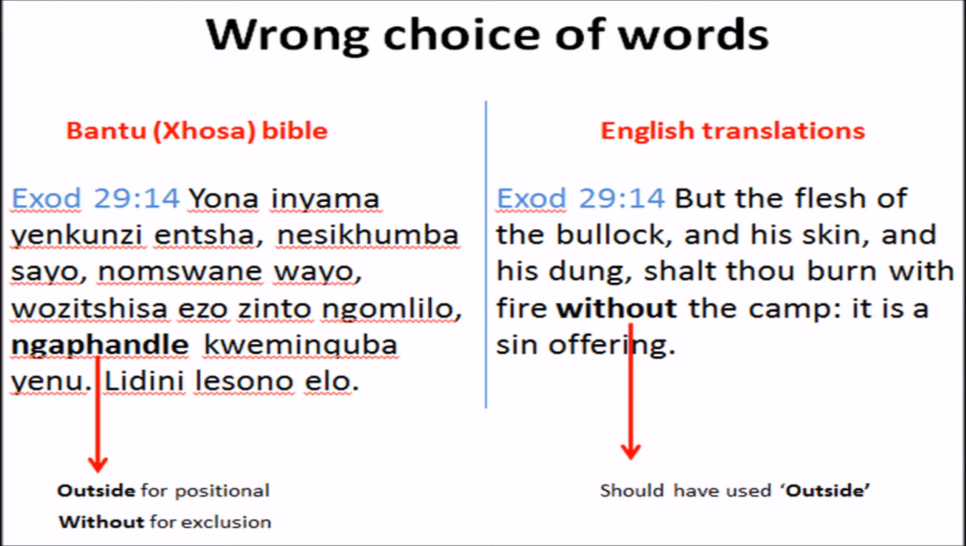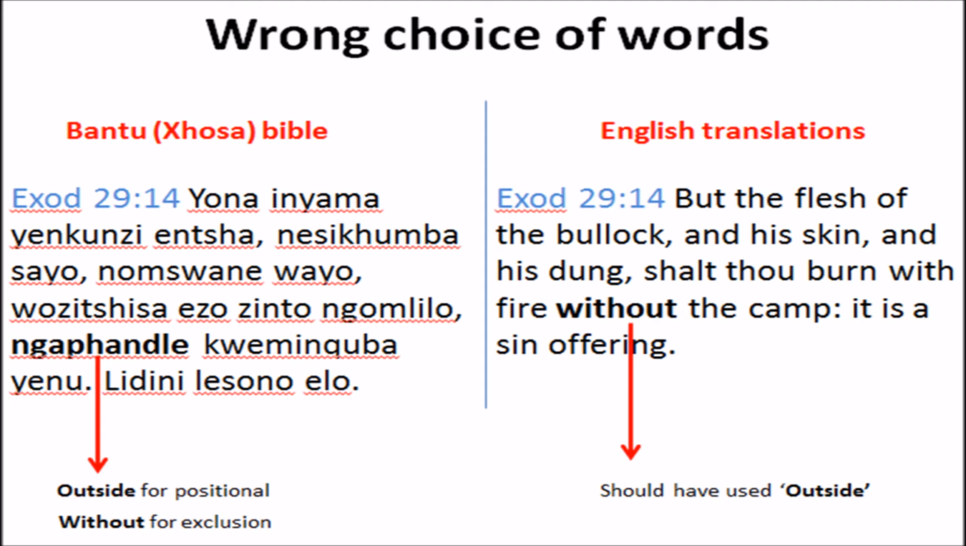How do you burn something without the camp? It's like the camp is supposed to be burned too. No, it means you burn outside the camp. Which means the original text was the Xhosa, the Bantu language, the Sinaye Bible. That was the first one. So that was the ngaphandle, which means outside the camp.